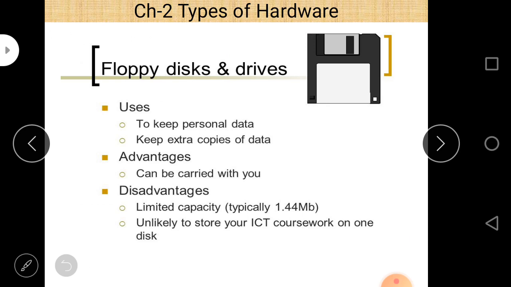or if you want to read or write data using a floppy disk, you should have a floppy disk drive in your computer. Without a floppy disk drive, it is not possible to save your data. So these are some important points regarding floppy disk drive.